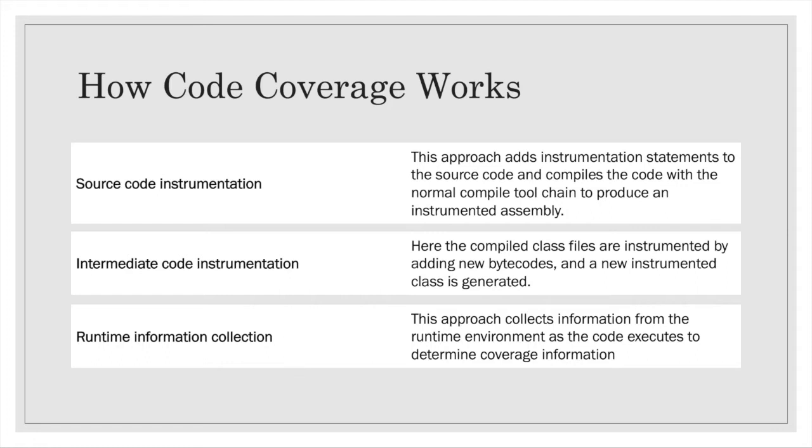Then the other code coverage technique is intermediate code instrumentation. Here, the compiled class files are instrumented by adding new bytecodes, and a new instrumented class is generated. Runtime information collection is another technique for code coverage. This approach collects information from the runtime environment as the code executes to determine the coverage information.